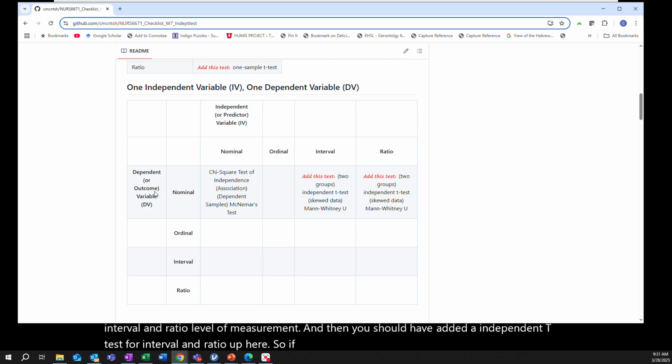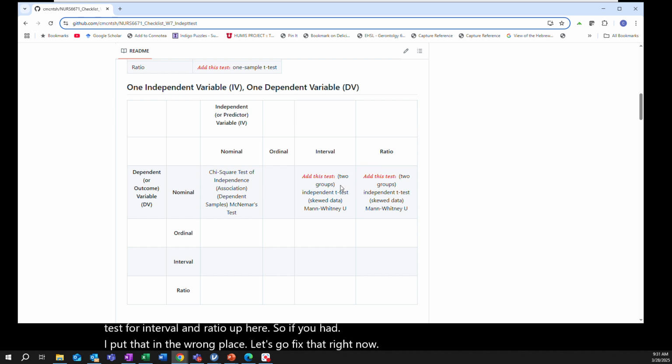So if you had, oh, I put that in the wrong place. Let's go fix that right now. I'll fix it later. Well, I'll fix it now. Won't hurt you guys to see. This is a GitHub, and our outcome variable should be interval and ratio, and our independent variable is nominal. So these two should actually be down here. So I'm going to go fix that in this table.